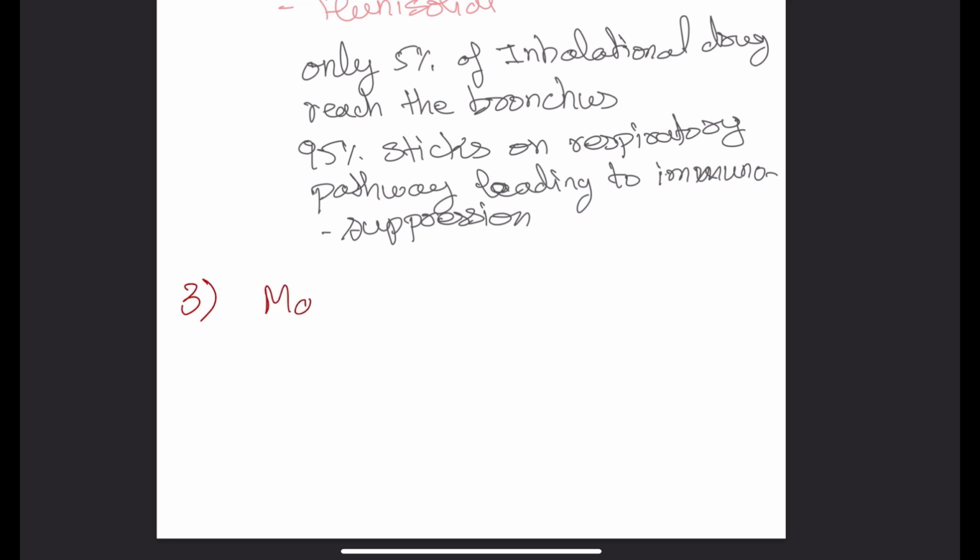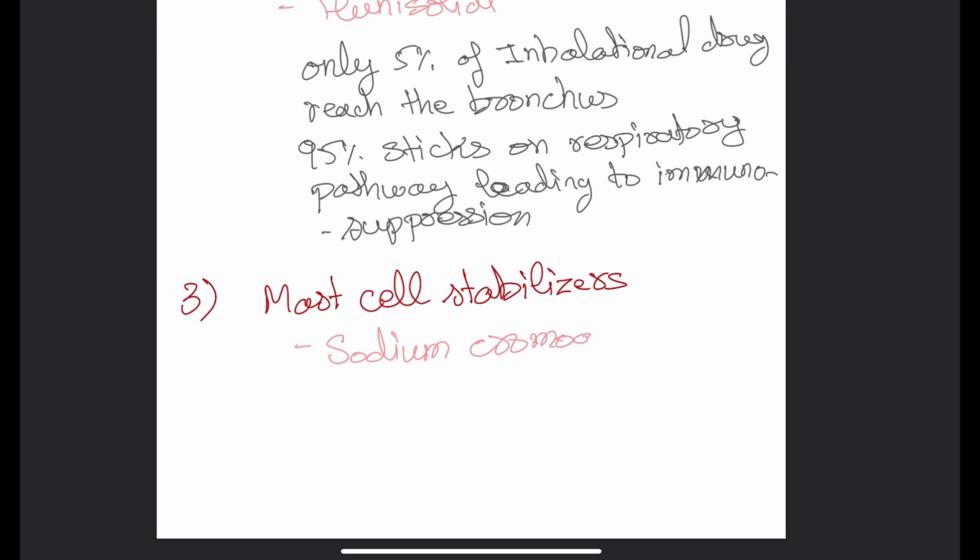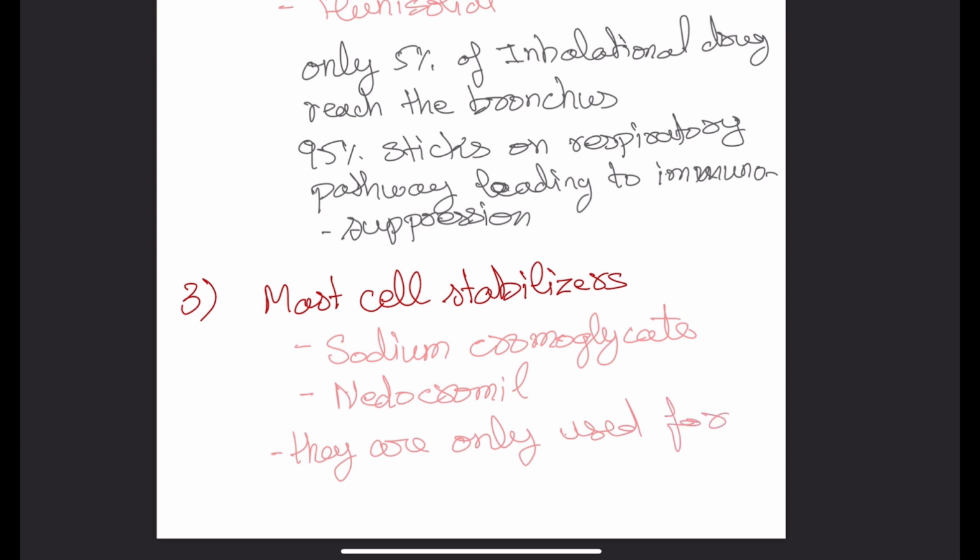Now next is mast cell stabilizers. Mast cell stabilizers include sodium chromoglycate and nedocromil. They are given by inhalational route, and we will use them as prophylaxis.